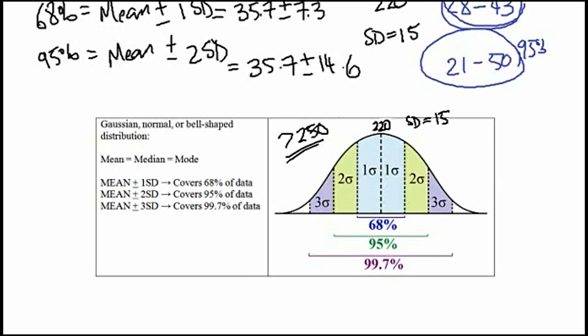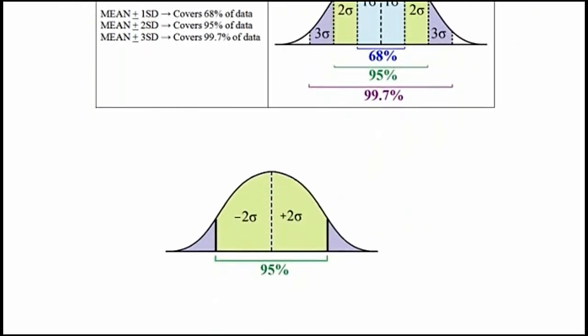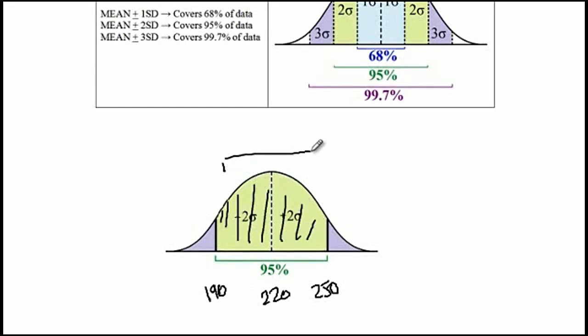Alright, now the way that we can answer this question is, 250 is actually 2 standard deviations away. So we have 220 as a mean. If we go 2 standard deviations away, that would be 250. And if you go another 2 standard deviations back, that would be 190. So this range of data covers 95% of all the students.